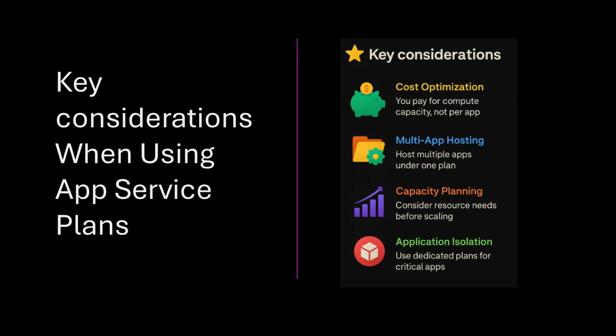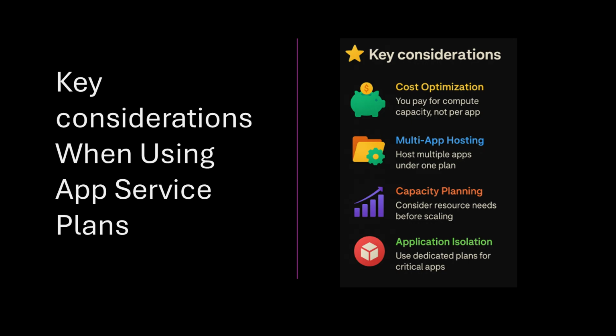As you plan your deployment strategy with Azure App Service Plans, there are a few key things you should keep in mind to ensure your apps perform reliably and cost effectively. Start with cost optimization. You're charged based on the compute capacity allocated to your app service plan, not by the number of apps you host. That means you can save significantly by running multiple lightweight apps on the same plan, as long as they fit within the available resources. Next, think about multi-app hosting.